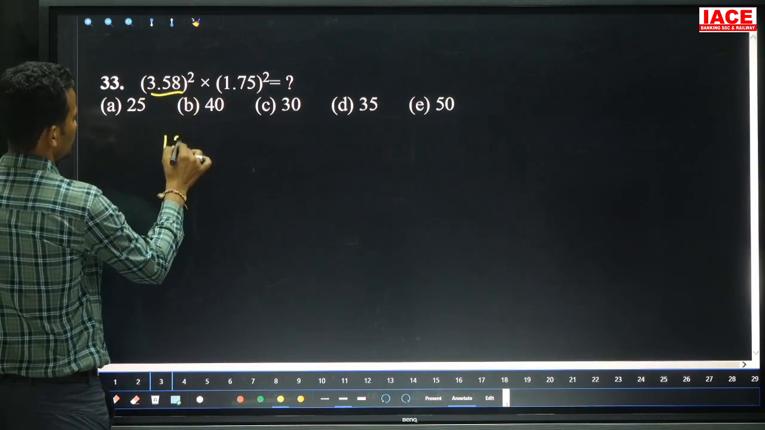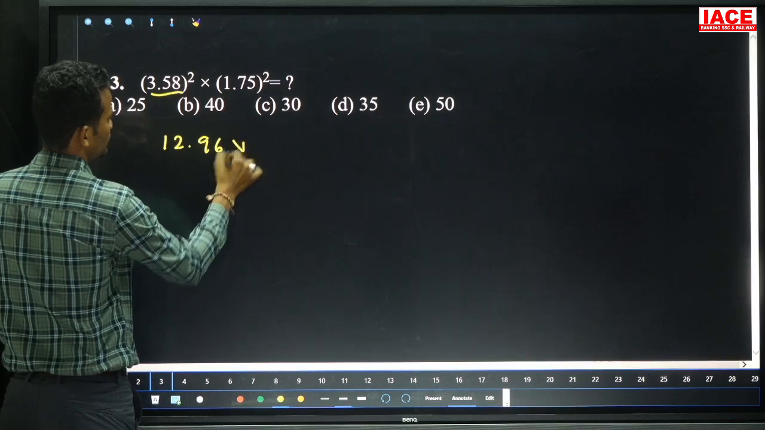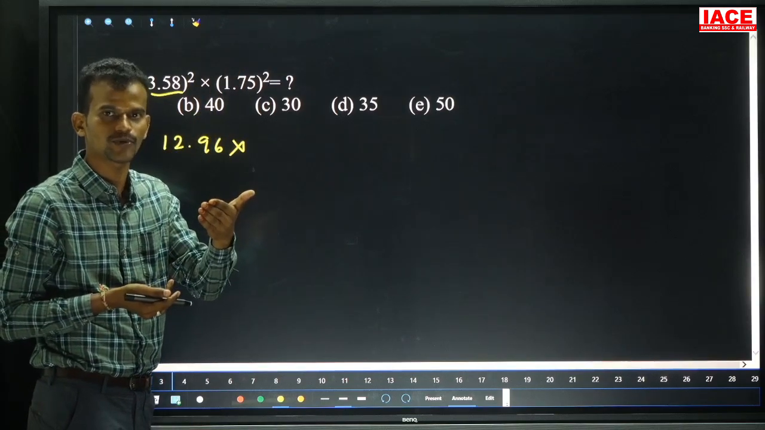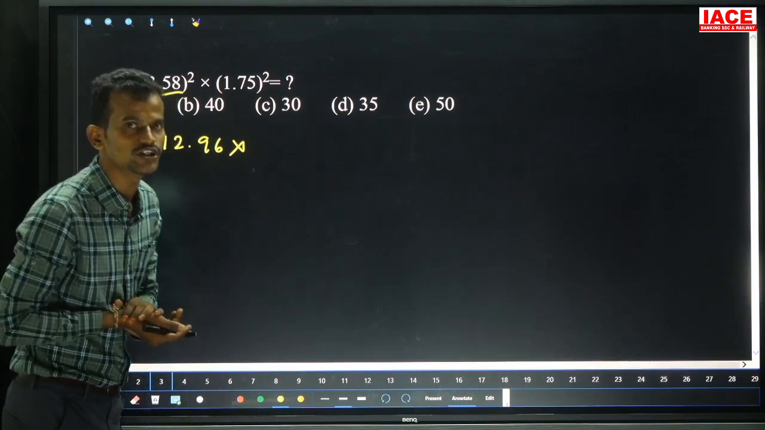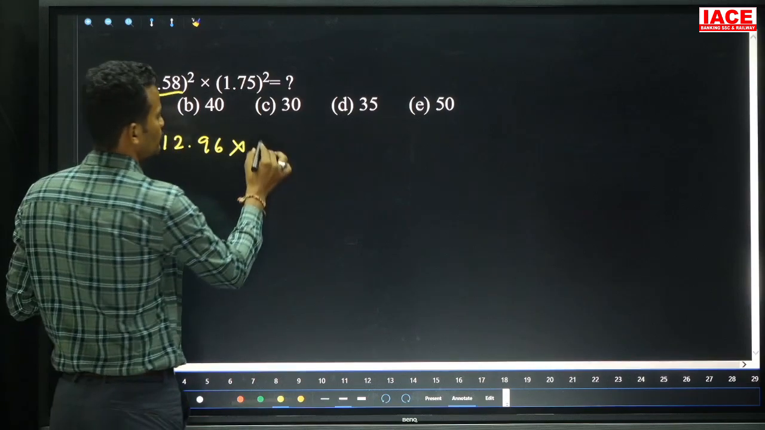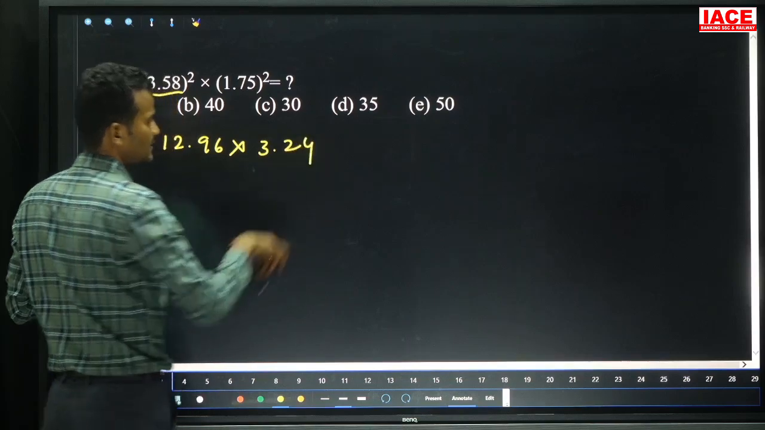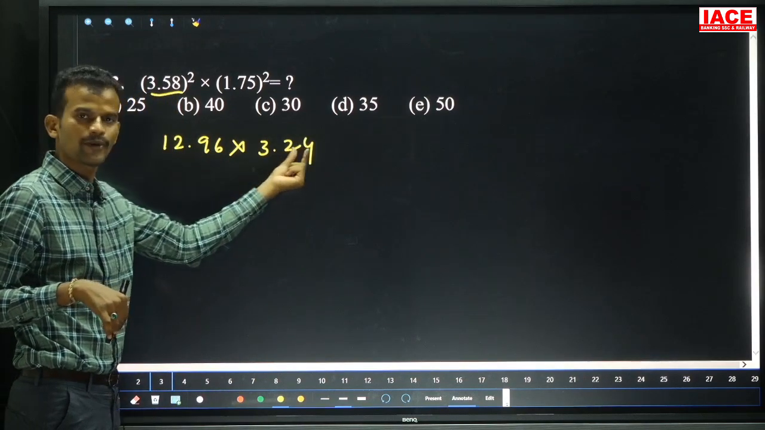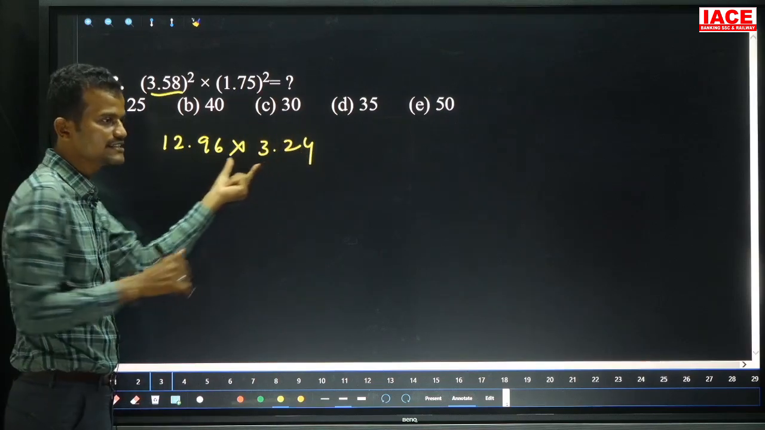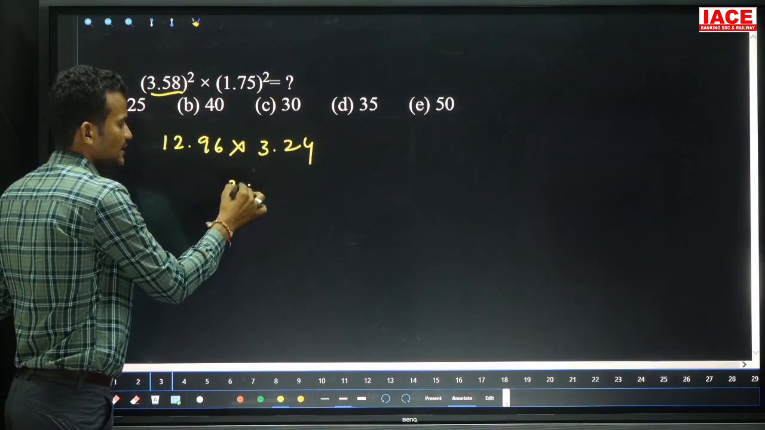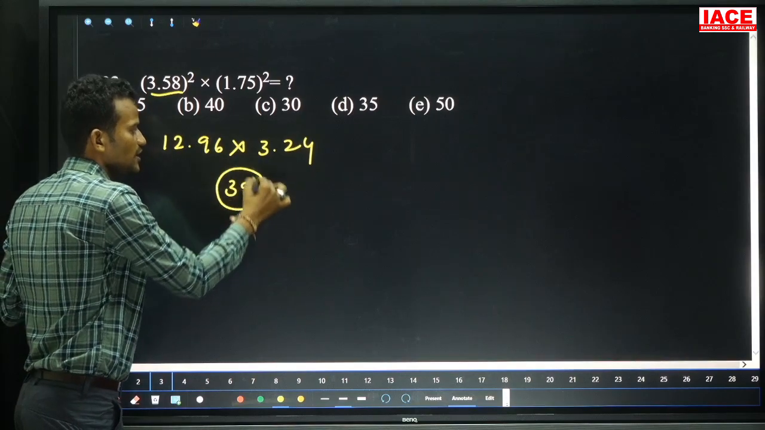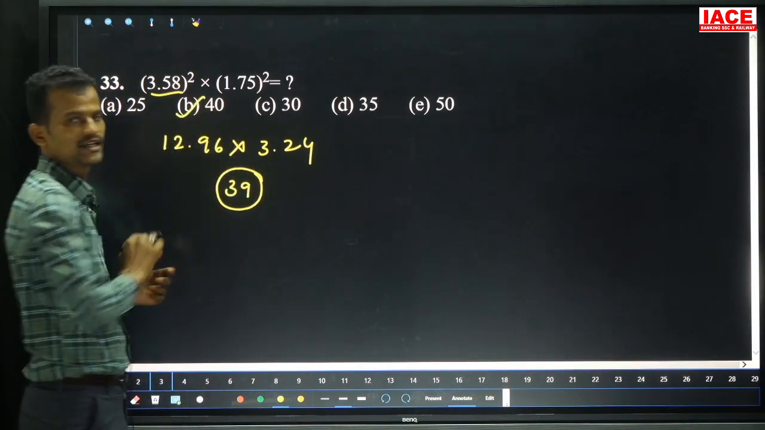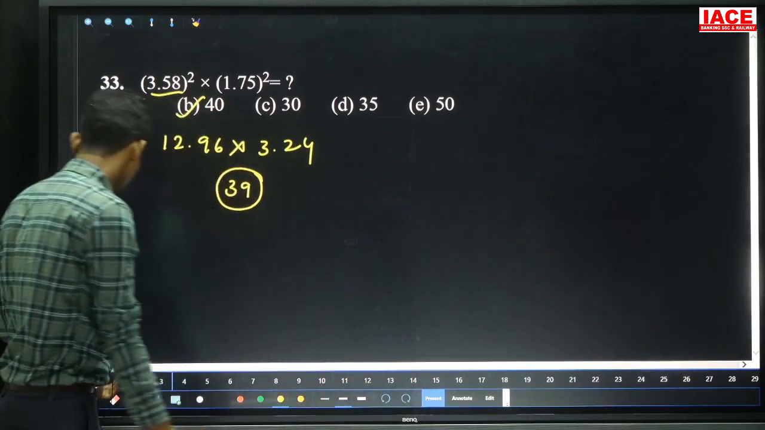This is 12.96 into 1.75. 1.75 is nothing but approximately 1.8, whole square value. That means 18 square is 324, that means 3.24. Clear, sir? So 12.96 is approximately 13 and 3.24 is approximately 3. 13 3s are how much, sir? 13 3s are 39. That means our option should be nearer to 39. Which option is closer to 39, sir? Option B. Clear? See the next one.